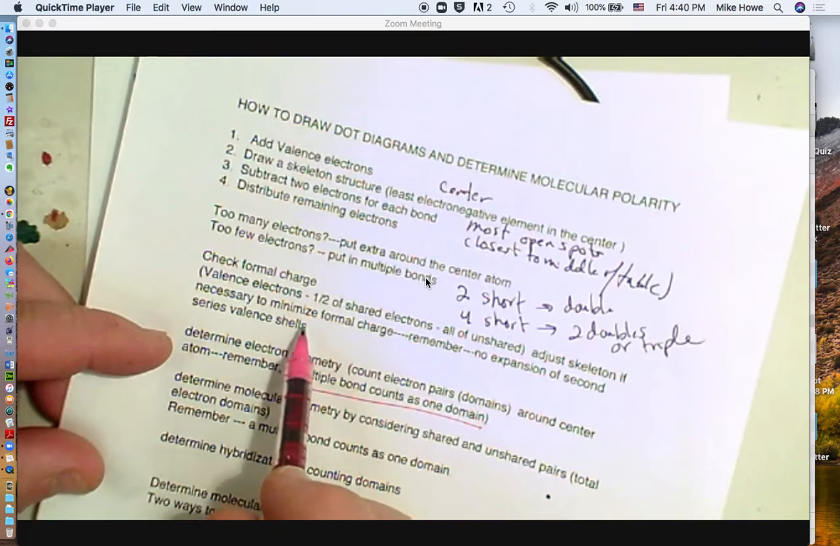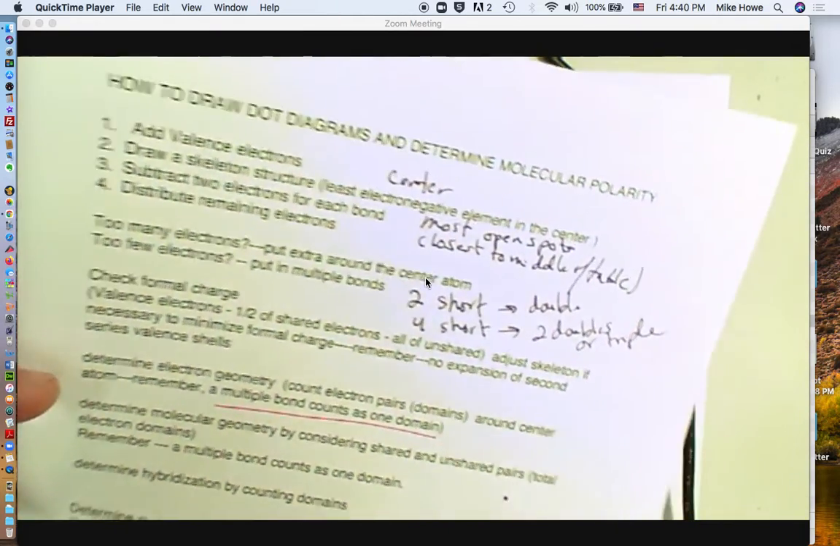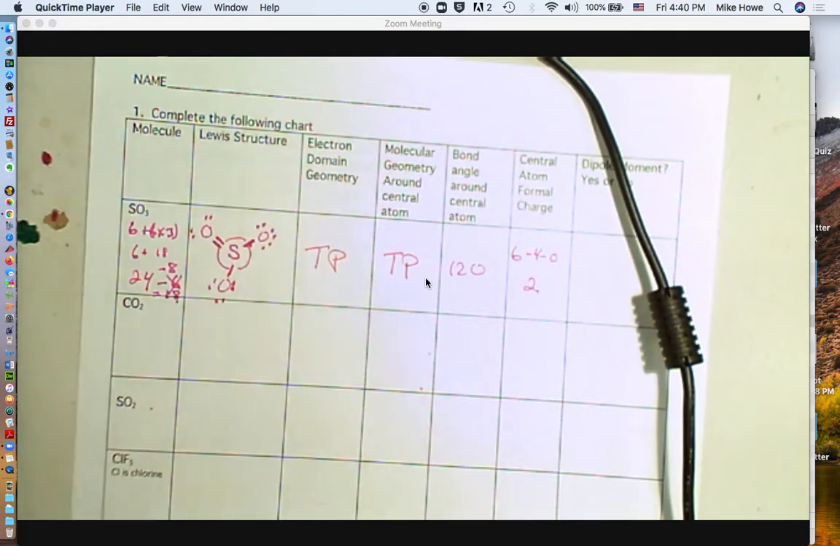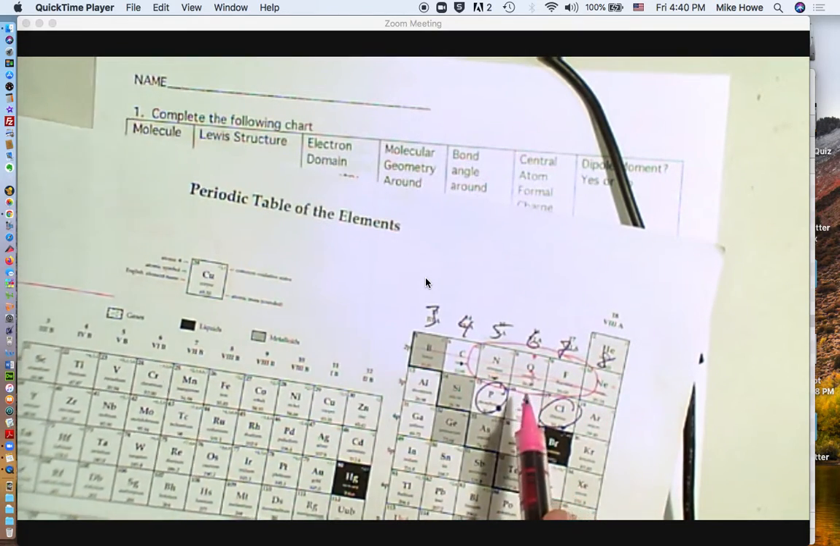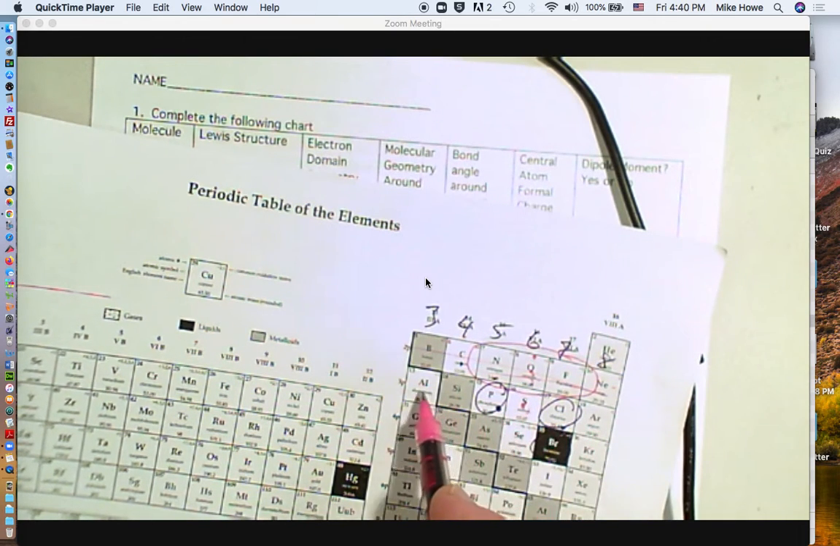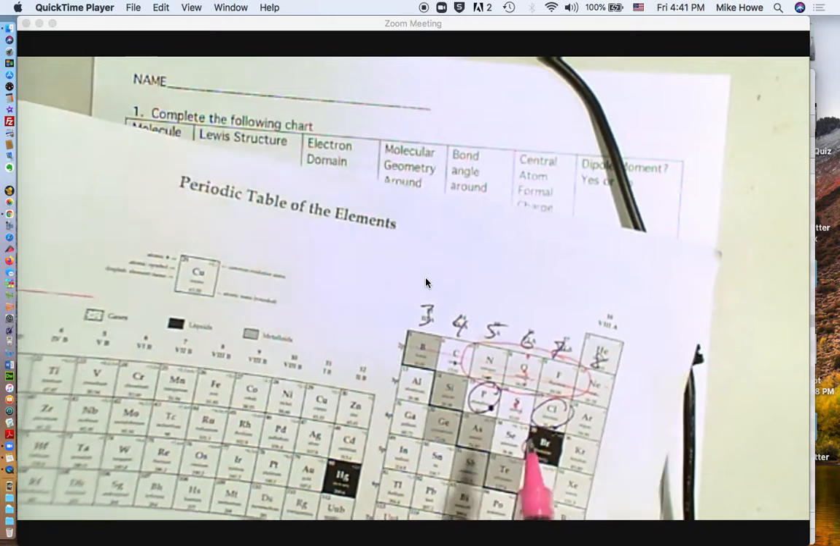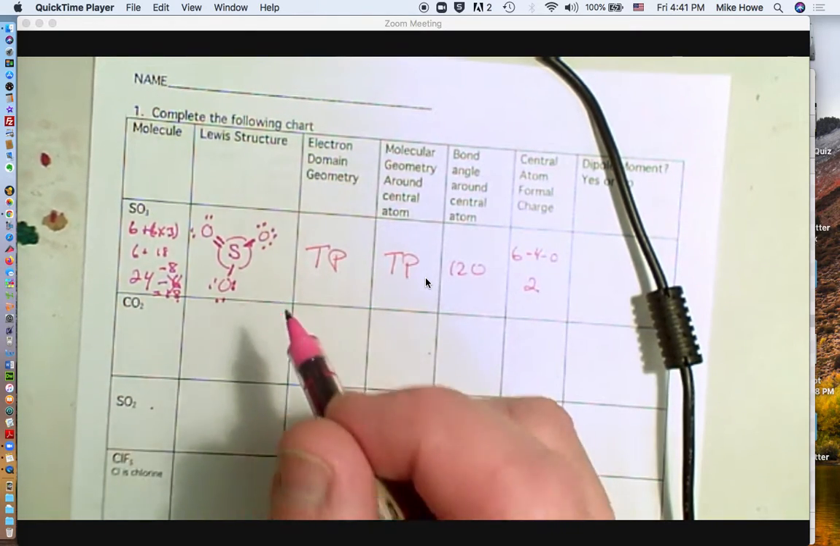Adjust the skeleton if necessary to minimize formal charge. But remember, you can't expand the second series. The second series means this row, because there is no D sublevel for these elements. There is a D sublevel for these elements, so sometimes you see their outer shell expanded. But for this little quiz, I didn't expect you to expand the octet, so we would just leave it like that.